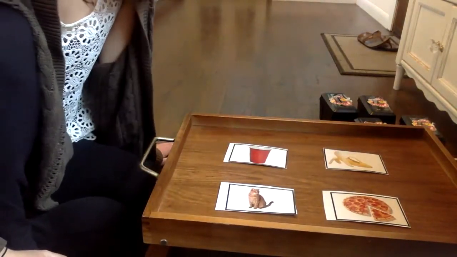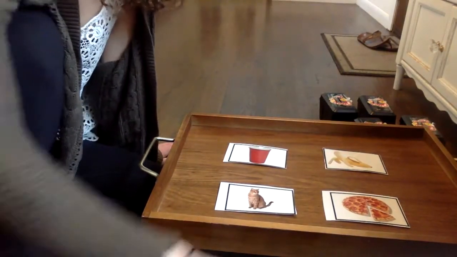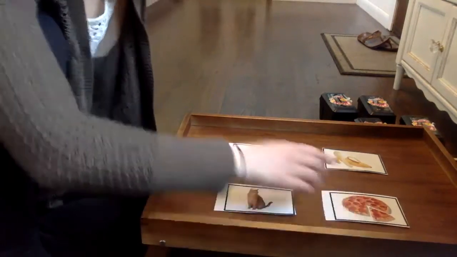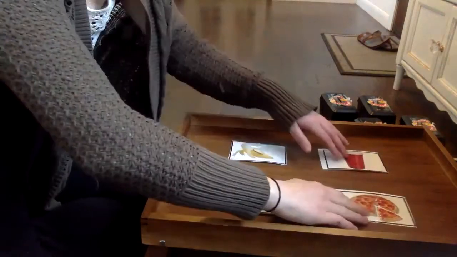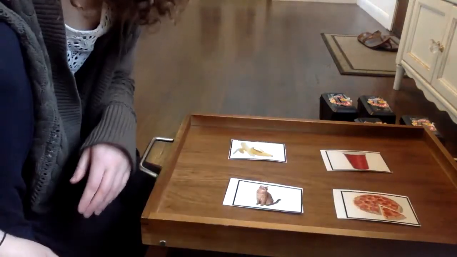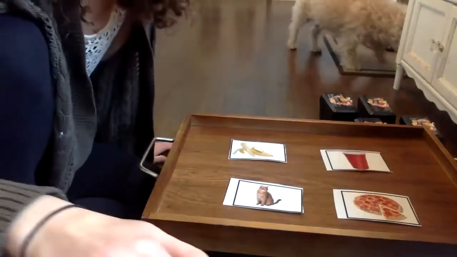Say I give the clue, show me the one you drink out of, and my learner touches pizza. I'm going to represent the cards. Say, show me the one you drink out of, take their hand, and right away give them the answer that they drink out of a cup.